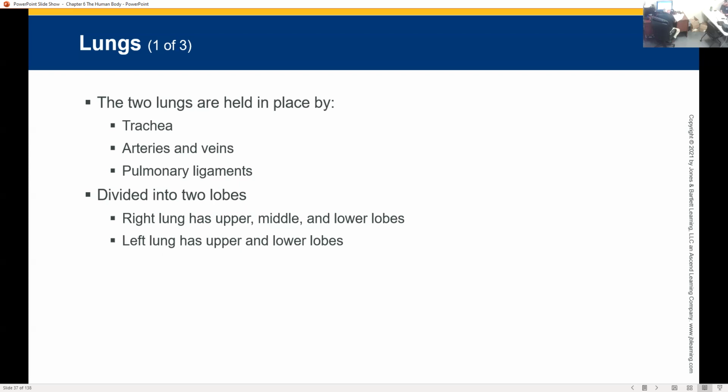What's the difference in mass between the two lungs? Is it significant? They're the same size. Okay, so it's just separated. They're just separated. That's all it is.